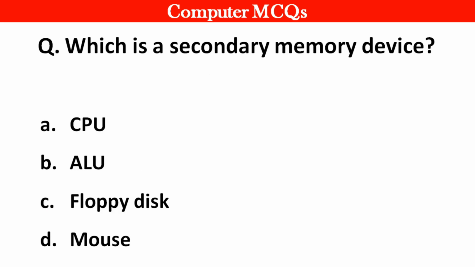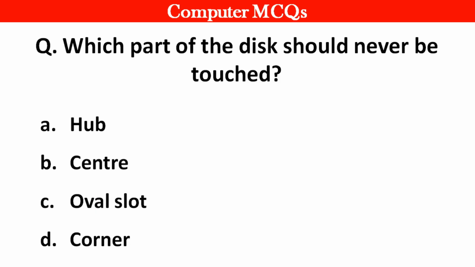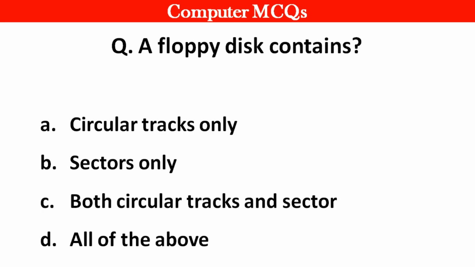Next question. Which is a secondary memory device? Right answer is option C, floppy disk. Next question. Which part of the disk should never be touched? Right answer is option C, oval slot. Next question. A floppy disk contain. Right answer is option C, both circular tracks and sector.